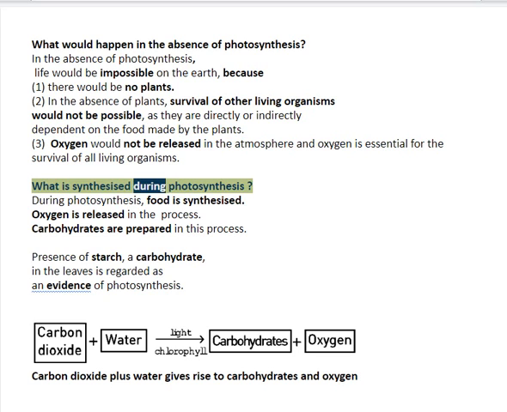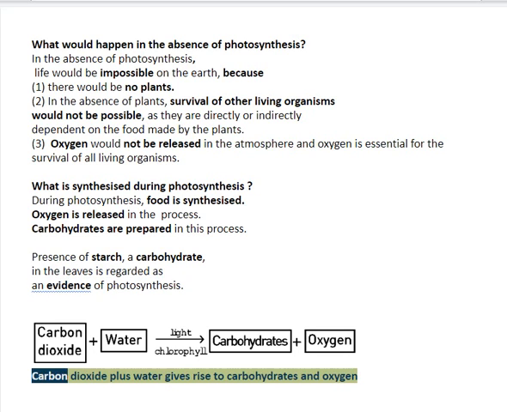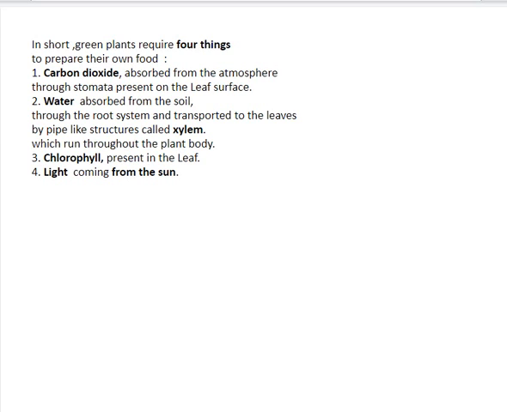What is synthesized during photosynthesis? During photosynthesis, food is synthesized. Oxygen is released in the process. Carbohydrates are prepared in this process. Presence of starch, a carbohydrate, in the leaves is regarded as an evidence of photosynthesis. Carbon dioxide plus water gives rise to carbohydrates and oxygen. In short, green plants require 4 things to prepare their own food.